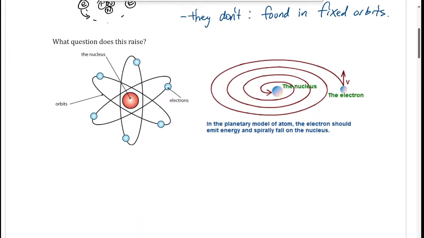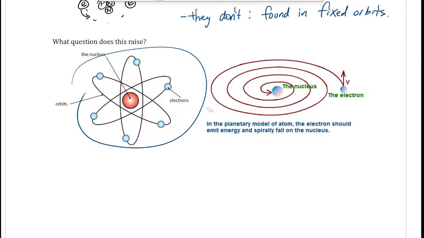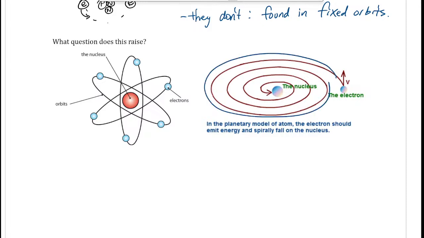In the planetary model of the atom, the electron should emit energy and spiral into the nucleus. And this is important to understand: it takes more energy to have a wide orbit than it does to have a close orbit. And of course, the least amount of energy would be to not be orbiting, but just be stuck to the nucleus. So you have to think about tracking energy.